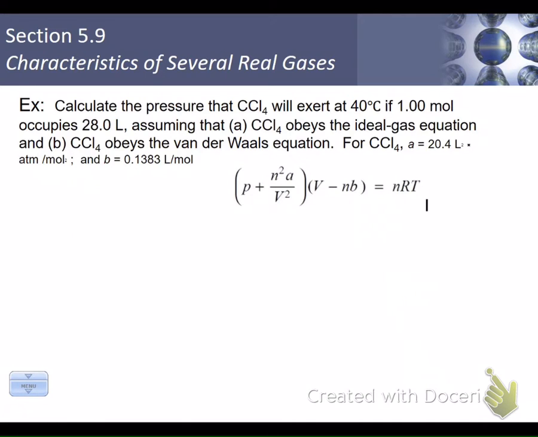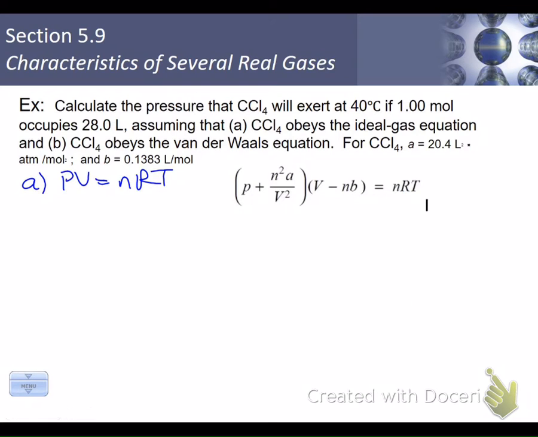In this example, we have carbon tetrachloride at 40 degrees Celsius. If we have 1 mole, it occupies 28 liters. And we want to calculate the pressure if we, A, assume that carbon tetrachloride obeys the ideal gas equation. So let's work that out and figure out what the pressure is going to be.